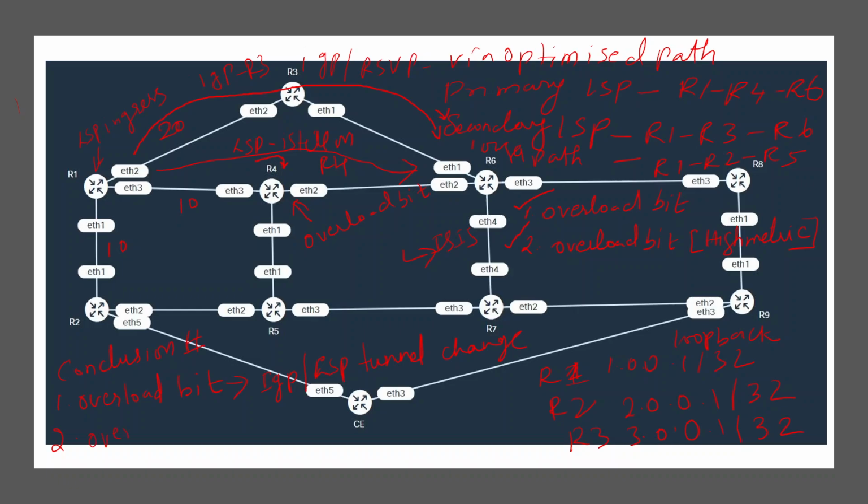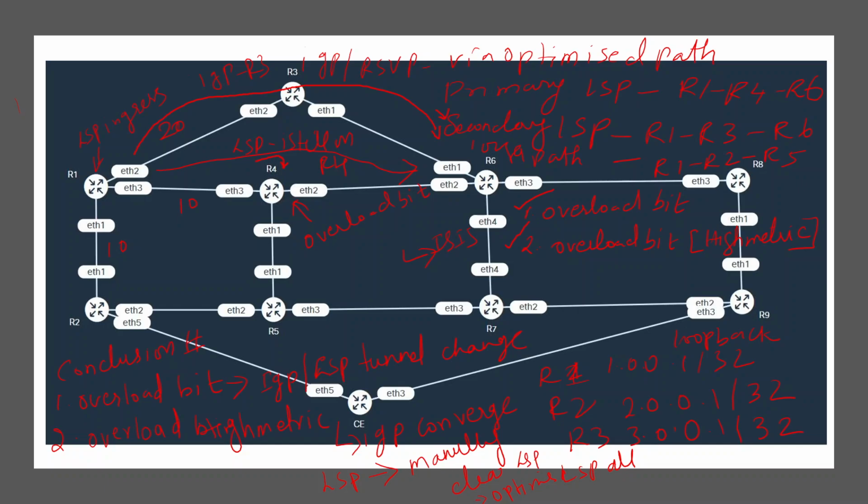When you have overload with high metric, not just the overload bit, the IGP converges to the best path, but for the LSP, if you don't have optimize configured, then you have to manually clear the LSP, or you can give the command clear MPLS LSP optimize all. Using this, you can force the LSP to use the optimized path along with the IGP.